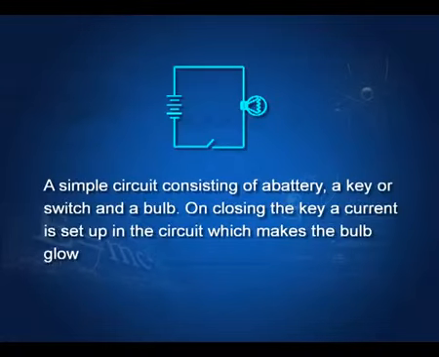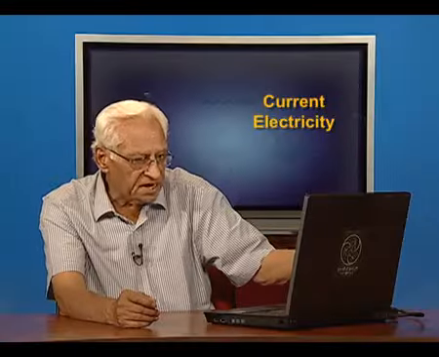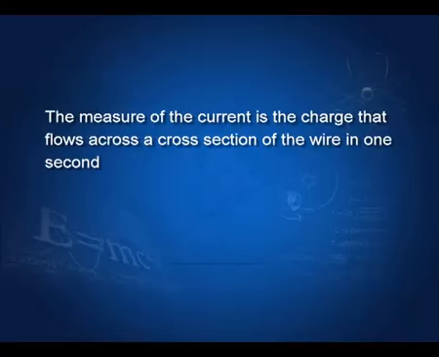And in this circuit, when there is a flow of current through the wires, there is a flow of current to the bulb, and the bulb glows. The measure of the current is the charge that flows across a cross section of the wire in 1 second.